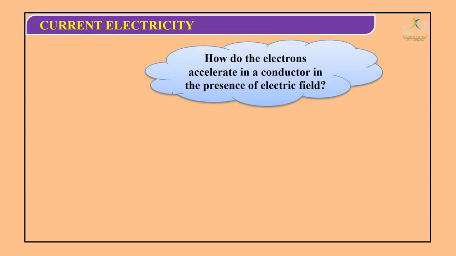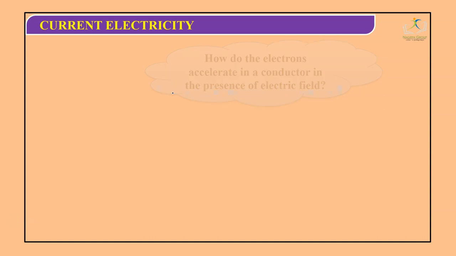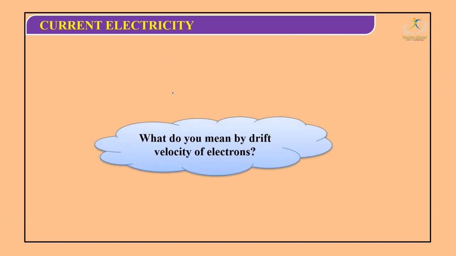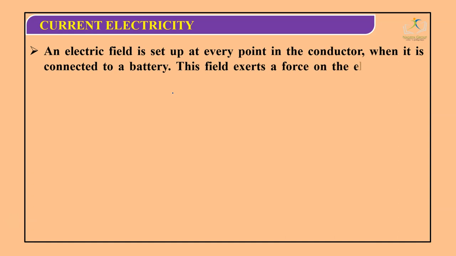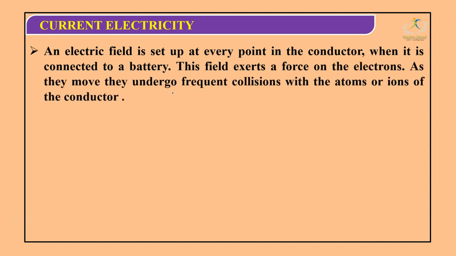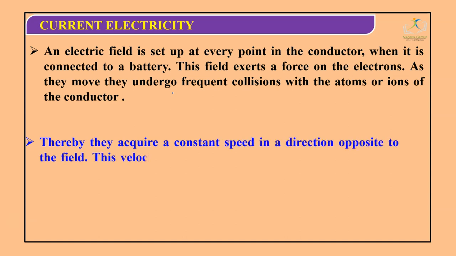How do electrons accelerate in a conductor in the presence of an electric field? What do you mean by drift velocity of an electron? An electric field is set up at every point in a conductor when it is connected by a battery. This field exerts a force on the electrons as they move and undergo frequent collisions with the atoms.